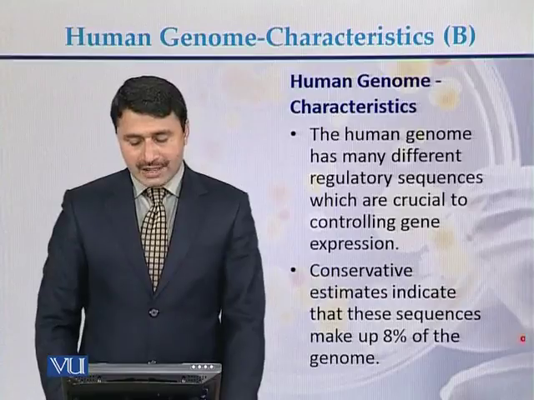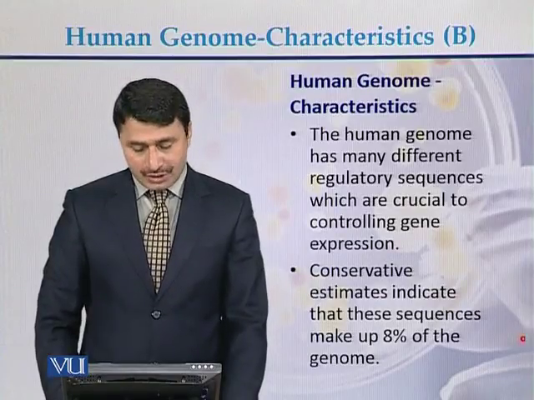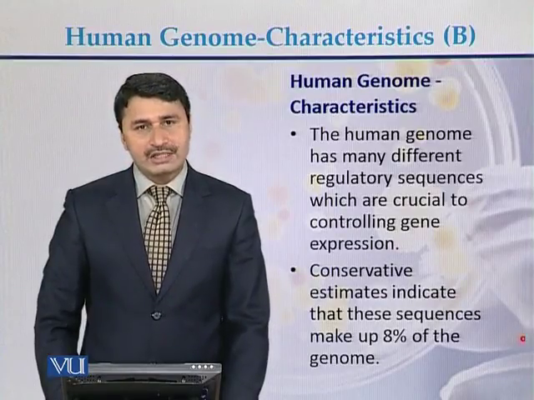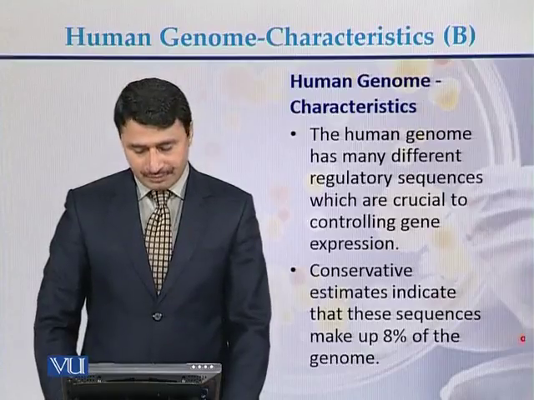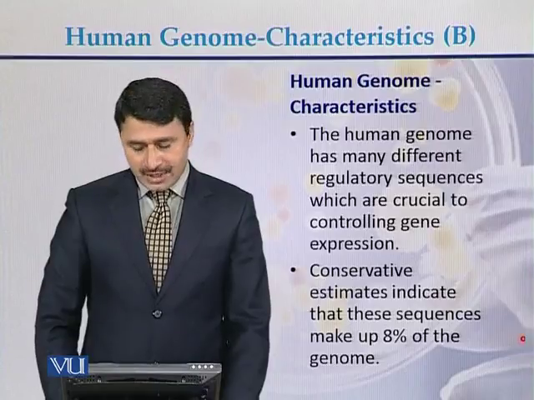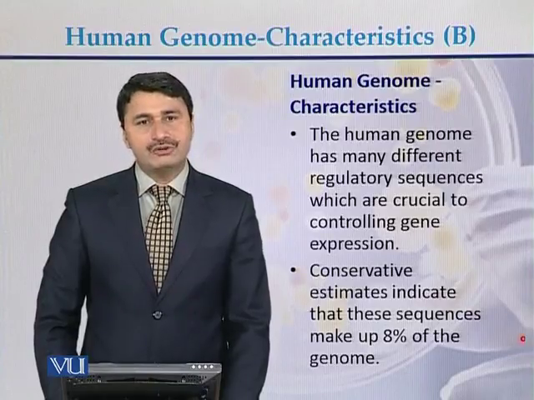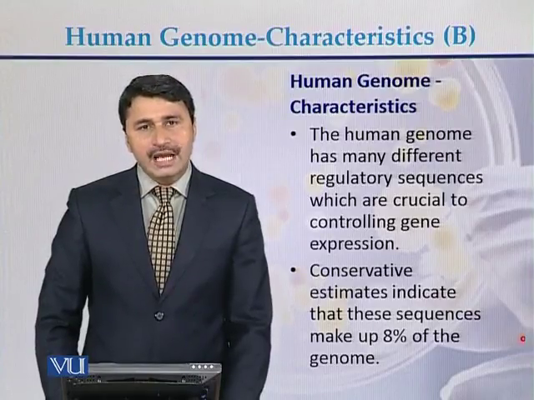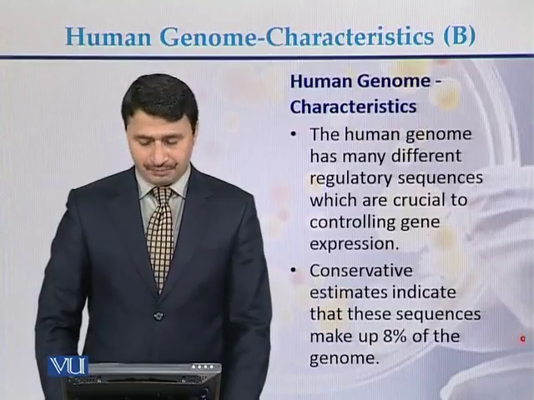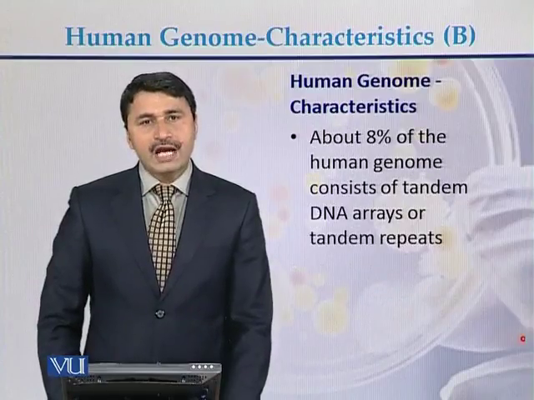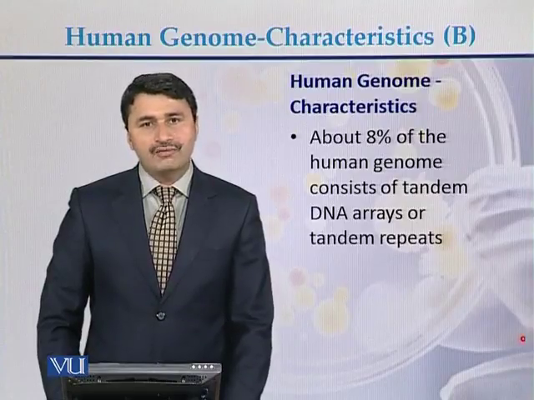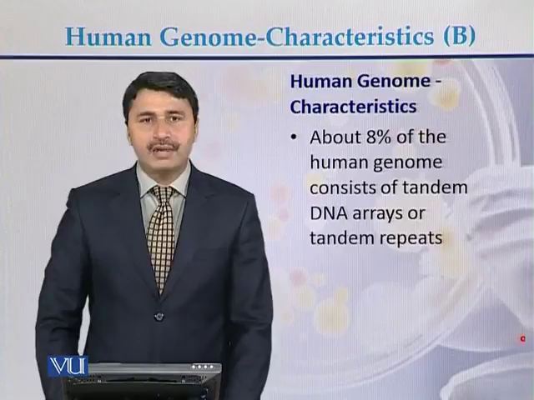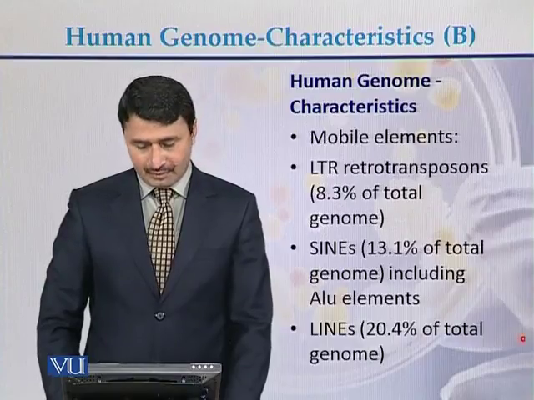The human genome has many different regulatory sequences which are crucial for controlling the gene expression. Conservative estimates indicate that these sequences are approximately 8% of the genome. So it means that approximately 8% of the human genome consists of tandem repeats or tandem arrays of the DNA.